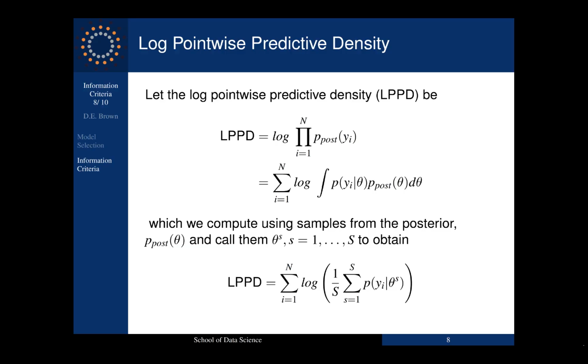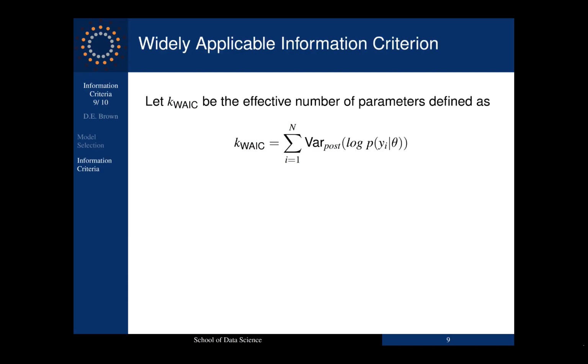What we do is compute it again using samples. We sample from the posterior. We call these samples theta S, and we then average the values that we obtain from those samples of the posterior, over every point in the observation space, all 1 through n. So we take the log of that average from all of the samples, and then we sum up over all the observation points. That's log pointwise predictive density.